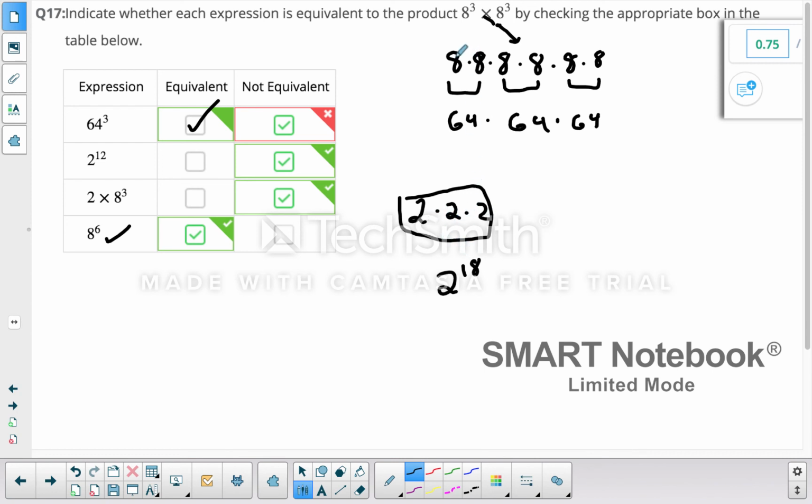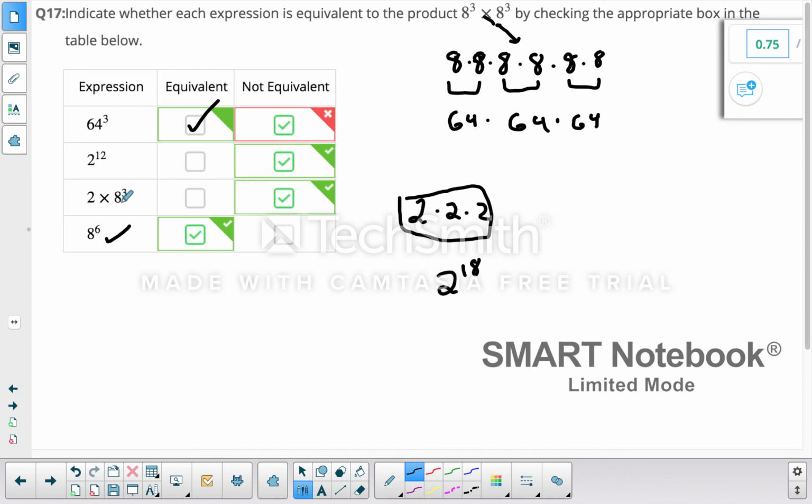This is 3 2s. This is 3 2s, 6 2s, right? 3 more 2s, that's 9 2s. 3 more 2s, that's 12 2s. 3 more 2s, that's 15 2s. And finally 18 2s. So yeah, 2 to the 12th power would not be equivalent. It would have to be 2 to the 18th power.